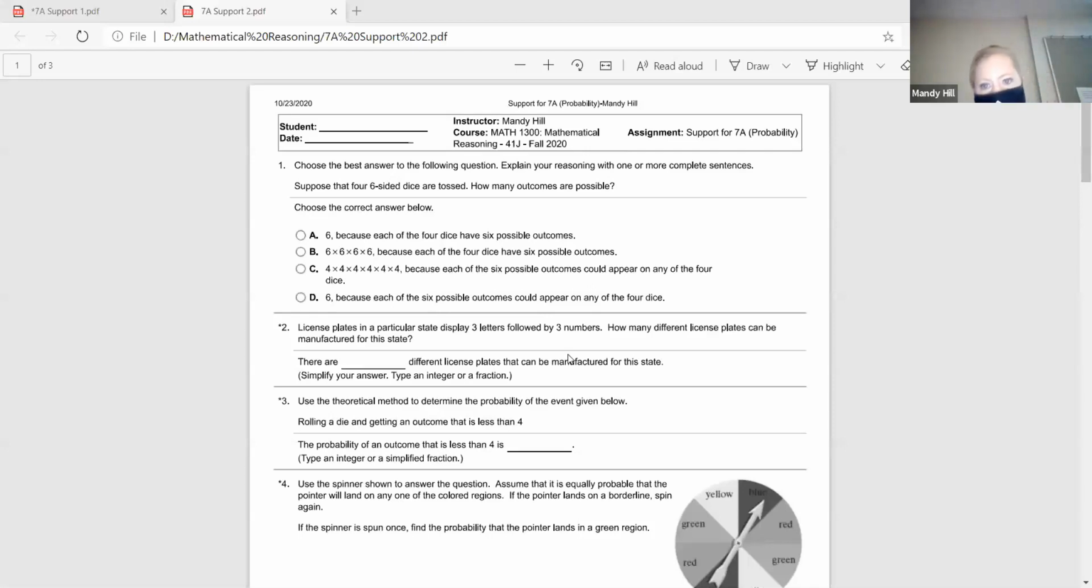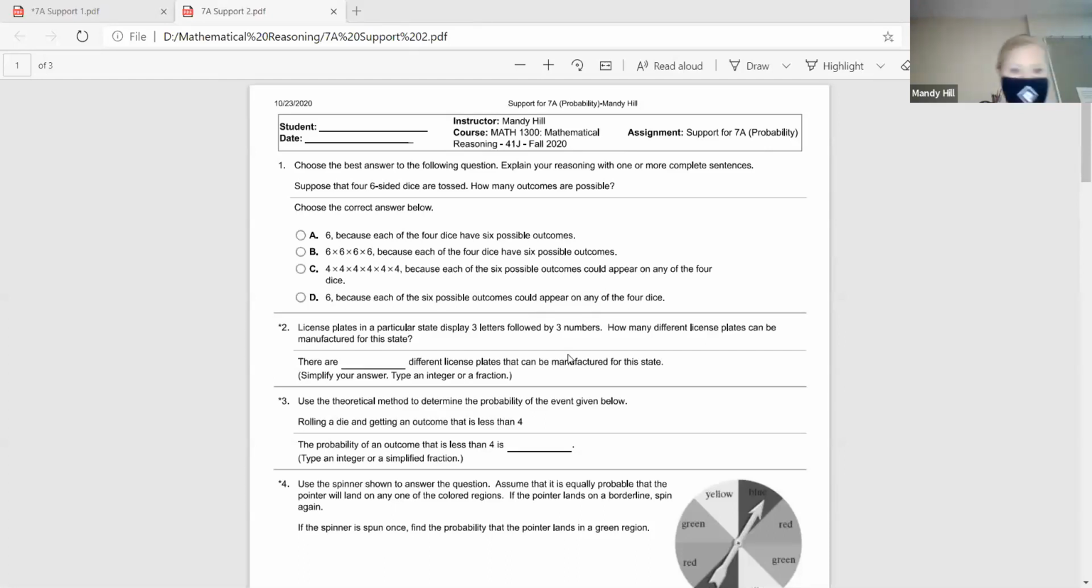So it's going to go a little bit quicker. I'm not going to probably go back and forth for the graphing calculator on this one, but it says choose the best answer to the following question. Explain your reasoning with 1 or more complete sentences, which they've kind of done for us. It says, suppose that 4 6-sided dice are tossed. How many outcomes are possible?